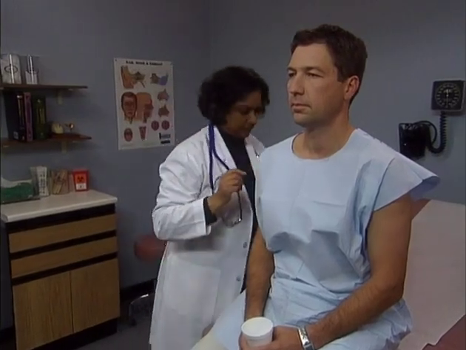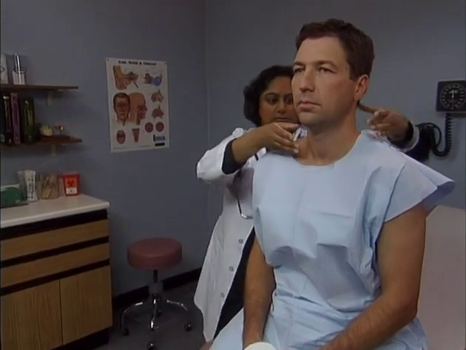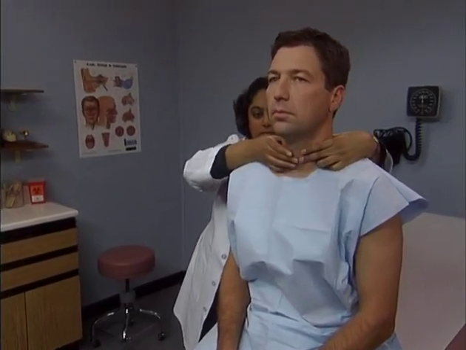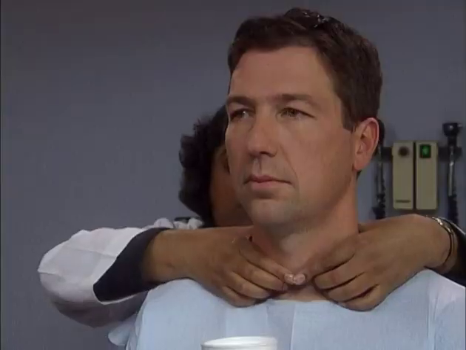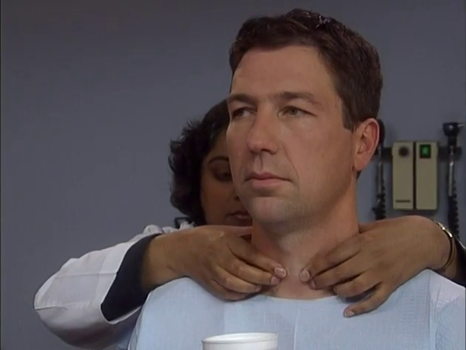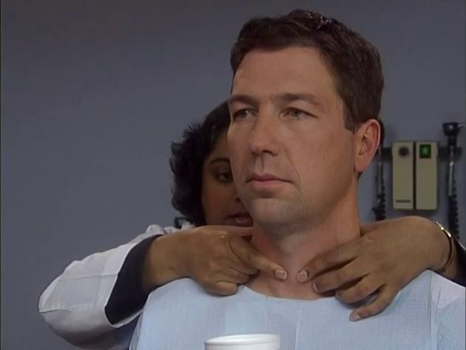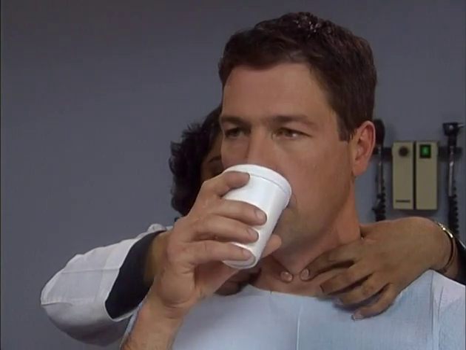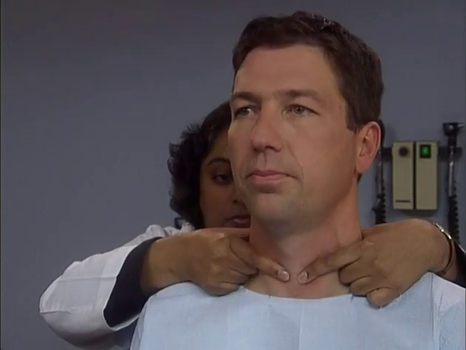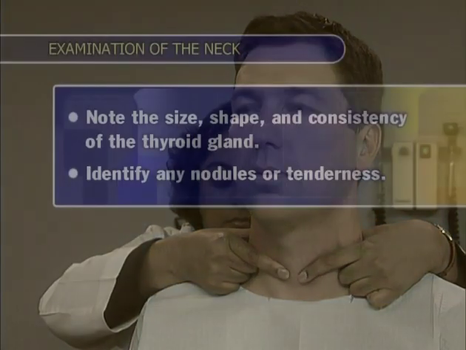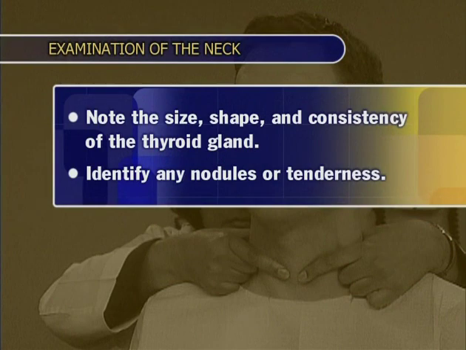Now move behind the patient and place the fingers of both hands on the patient's neck so that your index fingers are just below the cricoid cartilage. Again, ask the patient to take a sip of water and then to swallow it. Feel for the thyroid isthmus rising under your finger pads. Note the size, shape, and consistency of the thyroid gland, and identify any nodules or tenderness.